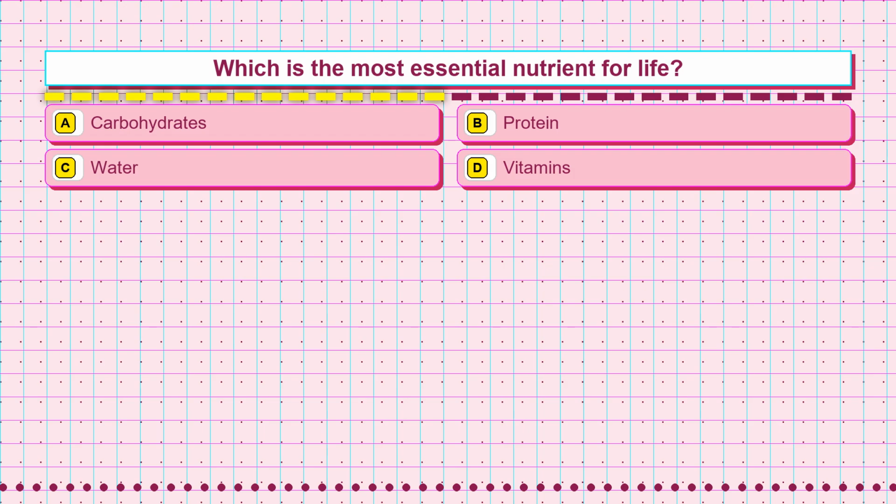Option A. Carbohydrates. Option B. Protein. Option C. Water. Option D. Vitamins.